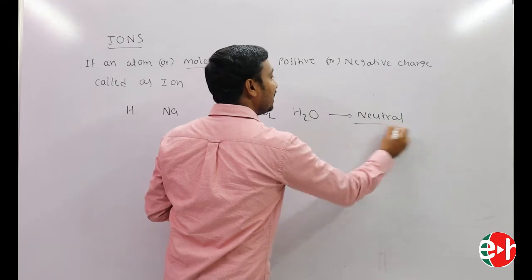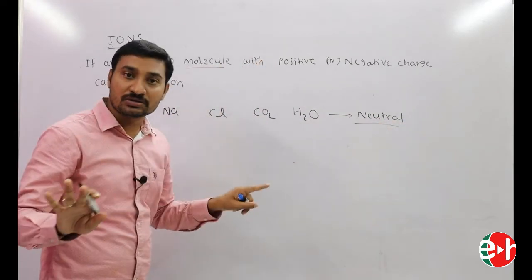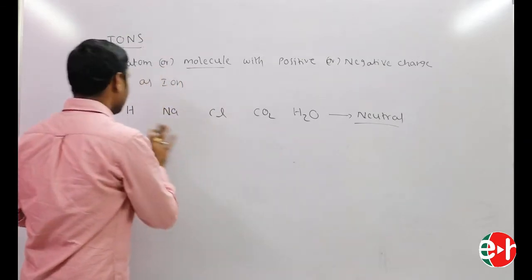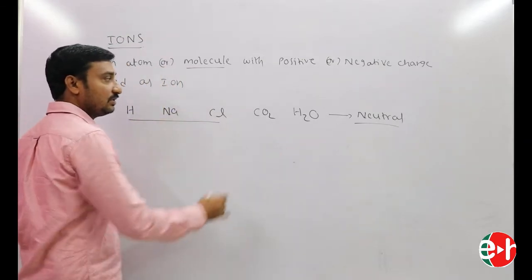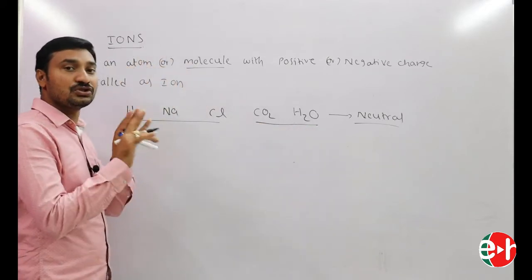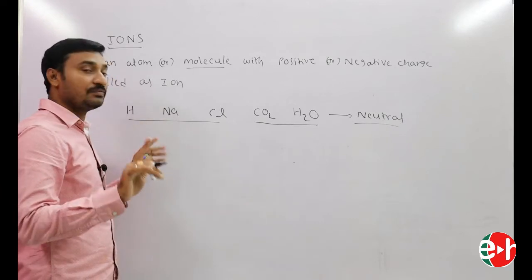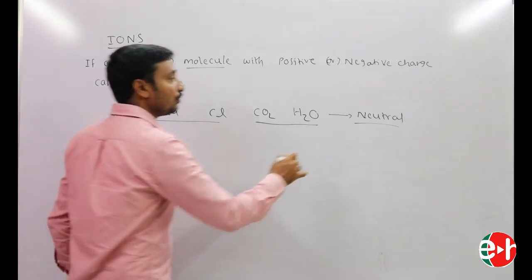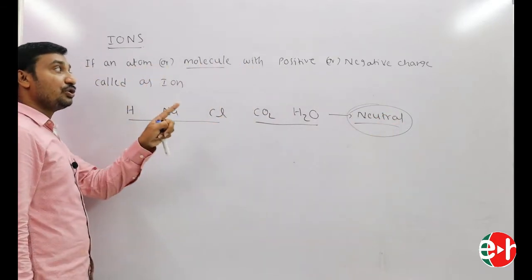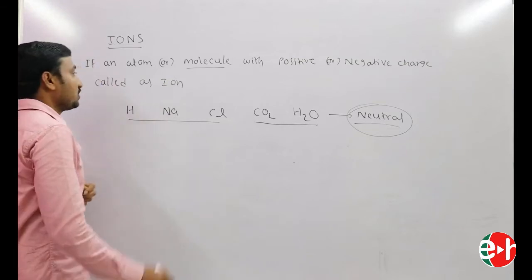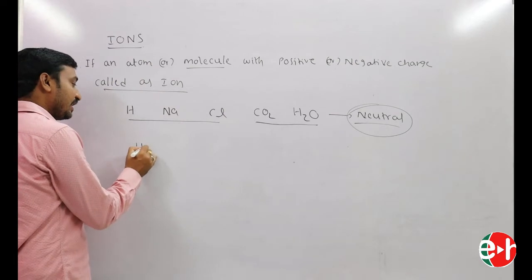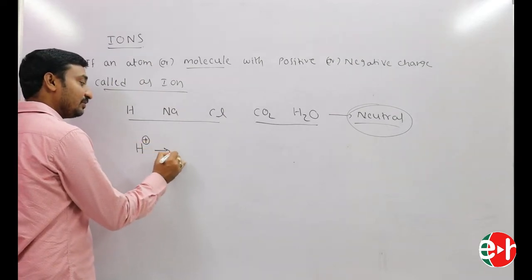Neutral means there is no any charge, positive or negative. So these are all neutral. These are neutral atoms. These are neutral molecules. If there is no charge on atom or molecule, then they are neutral. But if an atom or molecule with positive or negative charge called what? Ion.